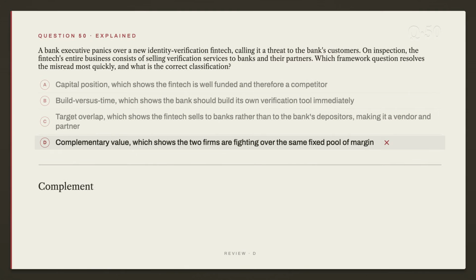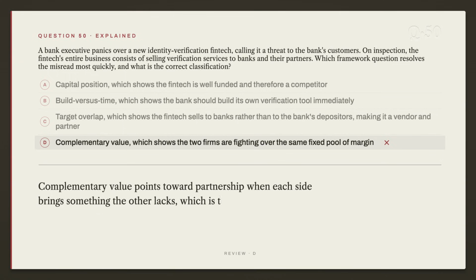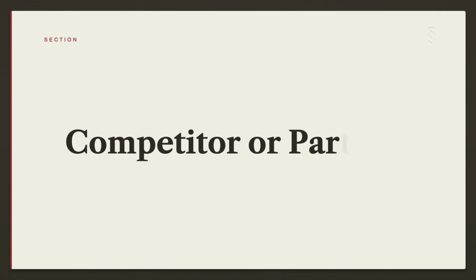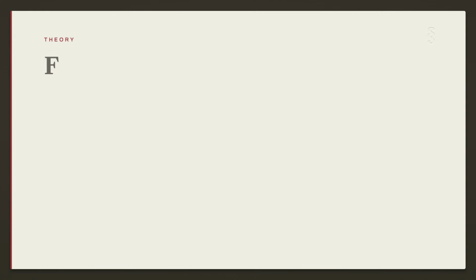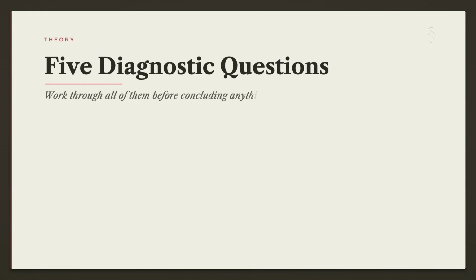D is wrong because complementary value points toward partnership when each side brings something the other lacks, which is the situation here. Describing it as a fight over a fixed pool of margin reverses the correct reading. Deciding whether a fintech is a threat or an ally isn't intuition, and it isn't a default assumption in either direction. A manager's framework asks a small set of diagnostic questions, and asking all of them is what prevents both panic and complacency. Target overlap comes first.